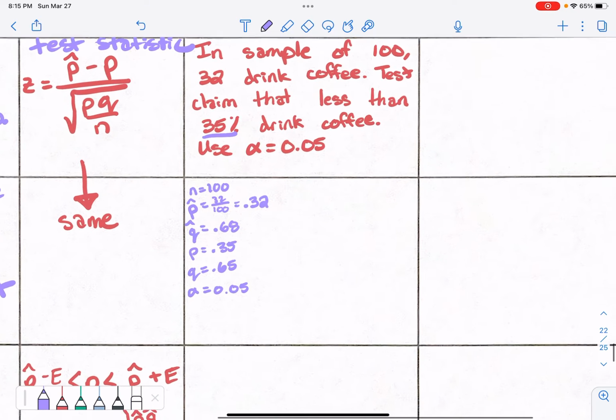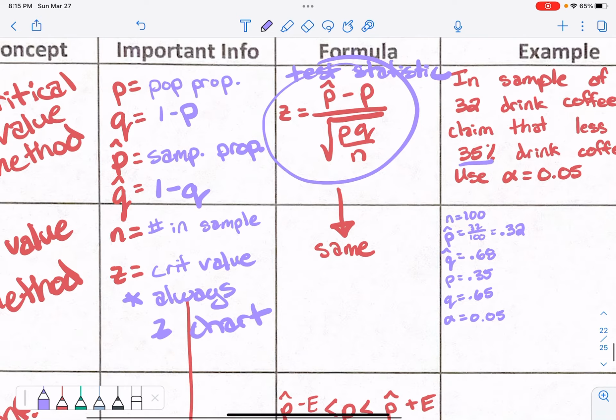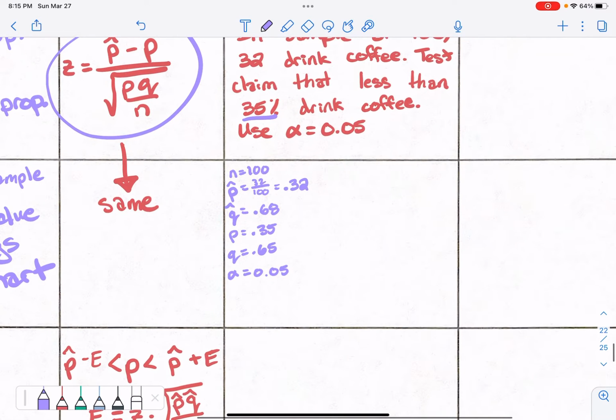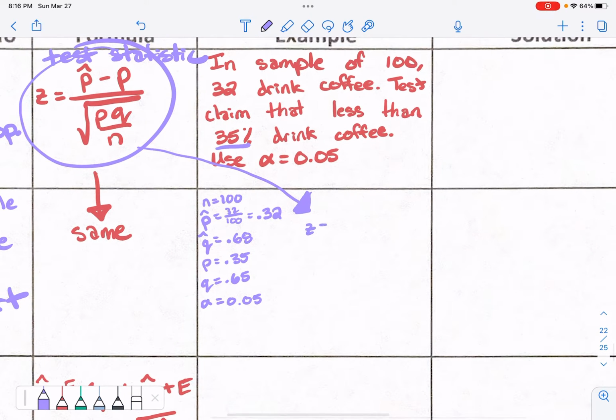Okay, so because the test statistic Z is used for both of these methods right here, I'm going to calculate the test statistic down over here. And I'm going to need to go grab a calculator, so hold on. Let's fill it out though. Z equals, we also need to figure out what our critical value Z is, not the Z that we're calculating for test statistic, but the critical value Z is. We'll do that with the chart here in a second.